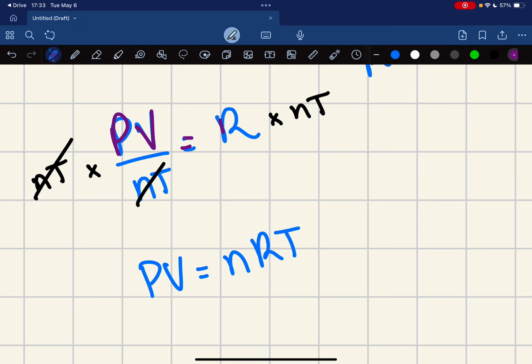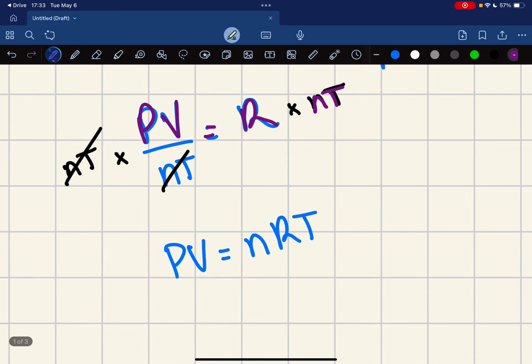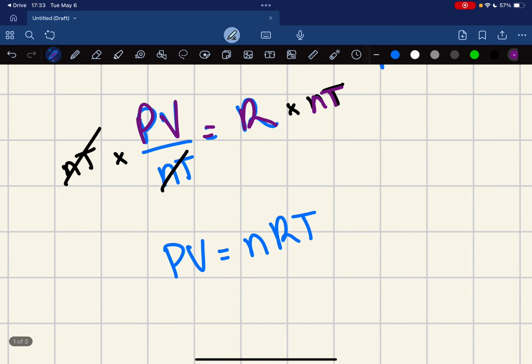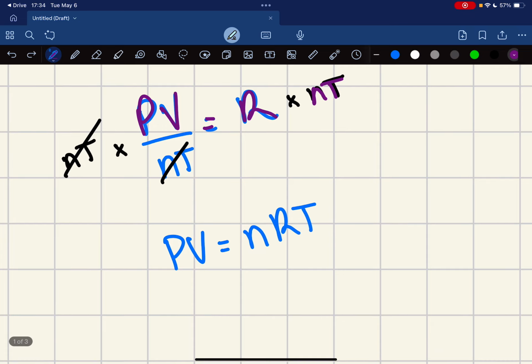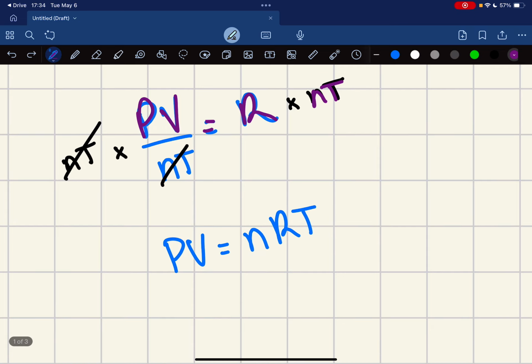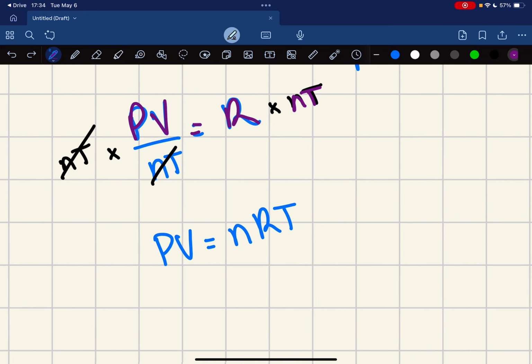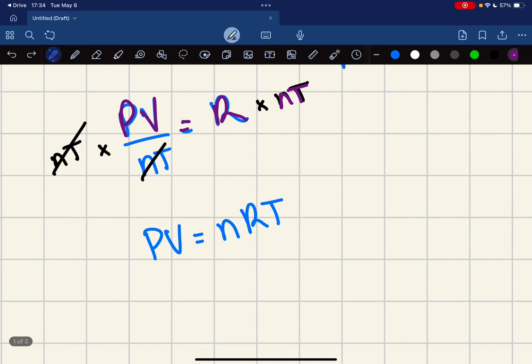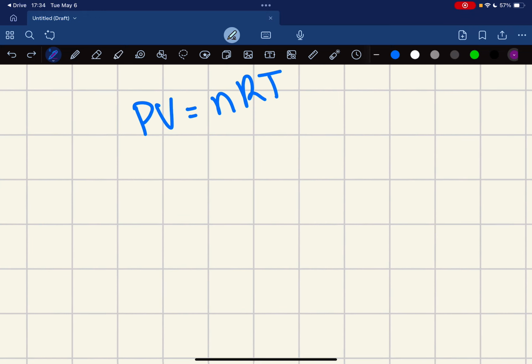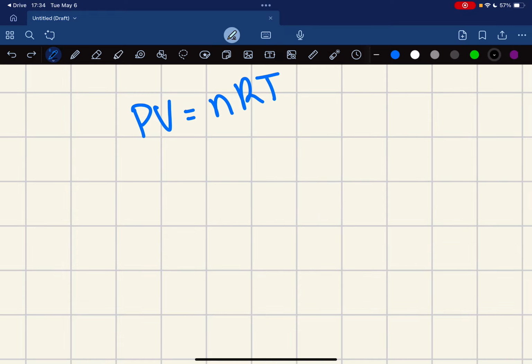PV equals RNT, and then for some reason that is commonly rearranged further to nRT rather than RNT for no reason. I don't know why nRT is the most common way to see that written. It doesn't matter, of course, because we know that no matter what order you multiply in, you get the same number. So PV equals nRT is the way that you will see the ideal gas law written most often. So that's what this formula is referred to, the ideal gas law.